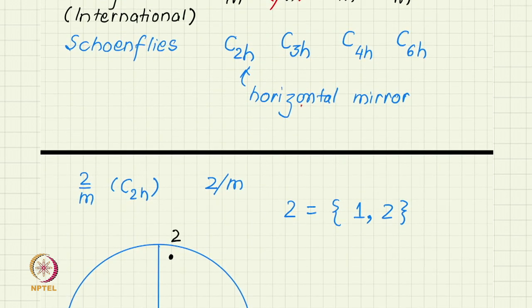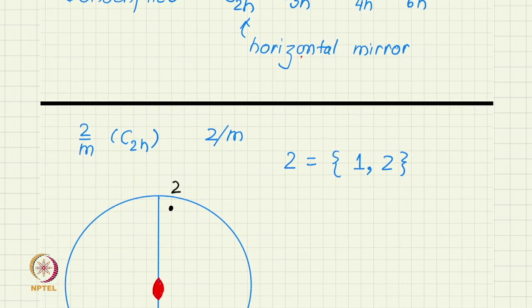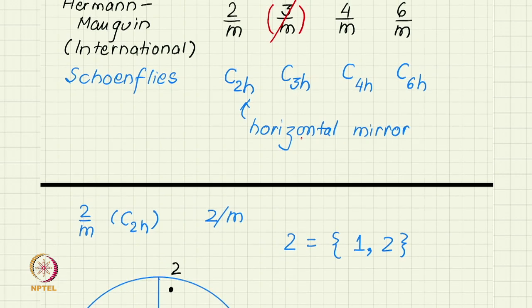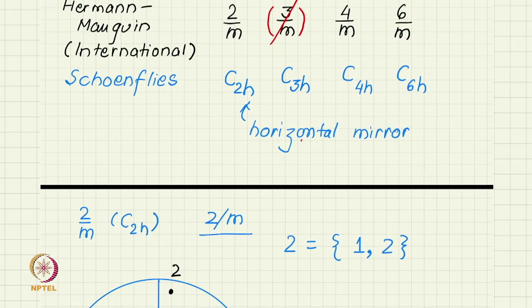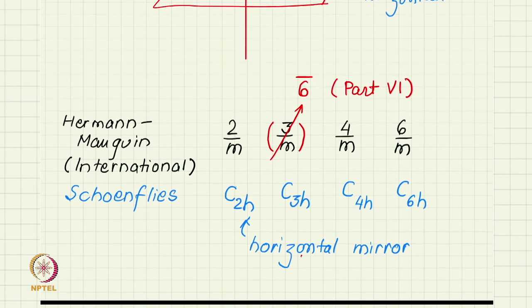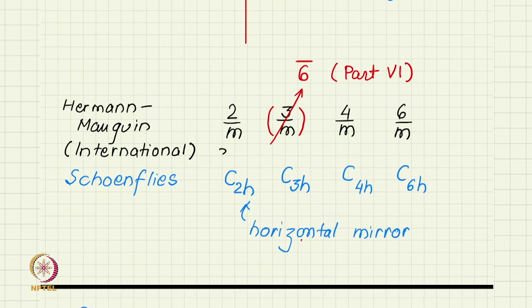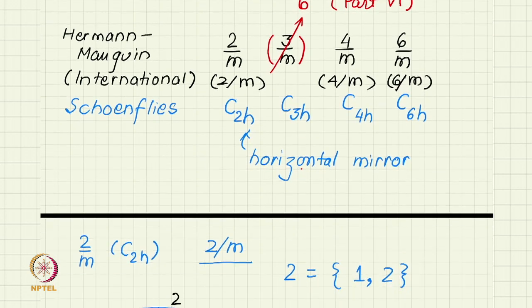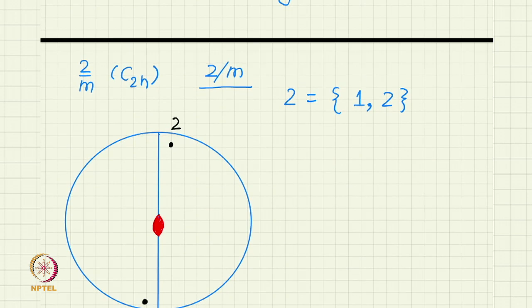A mirror plane perpendicular to two-fold is 2 by m, or C2h in Schoenflies notation, and these groups are also written in a linear way as 2/m. So, we can use 2/m, 4/m or 6/m also in the international notation. So, a style of writing can be different, just like when writing fractions we can write either way; in terms of point group also we can write it either way.